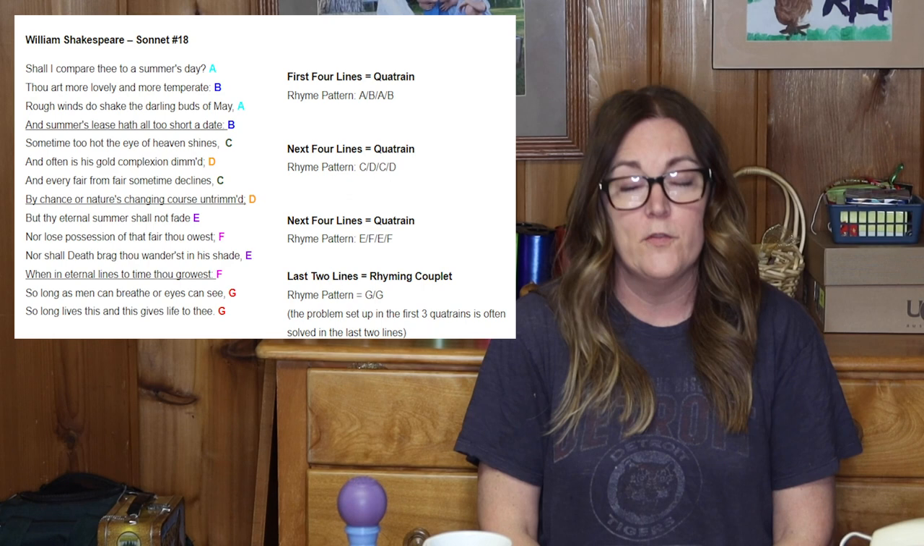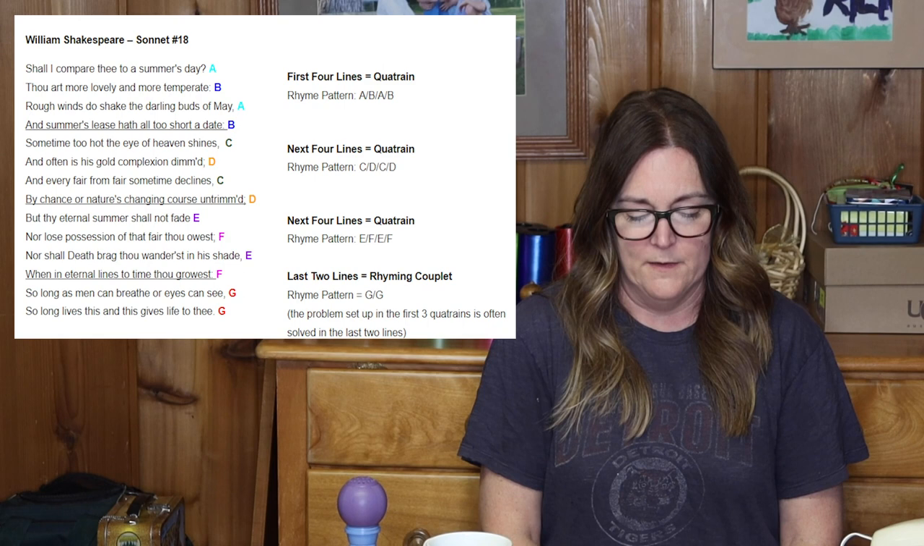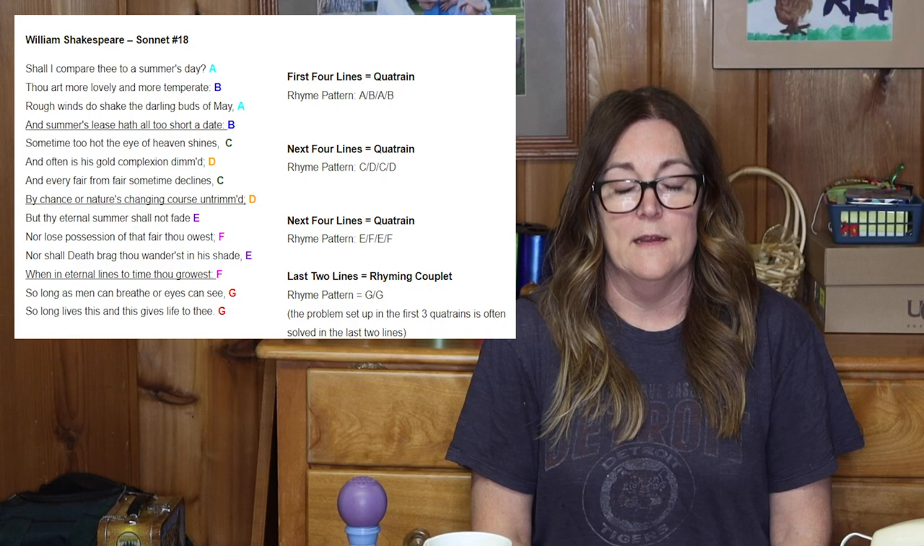Shakespeare's Sonnet 18. When you figure out the rhyme scheme of a poem, you look at the last word in the line. So in line 1 of Sonnet 18, the last word is day. So we're going to give that the letter A, because it's the first rhyming word that we're dealing with. Any other words at the end of a line that rhyme with day will also be given the letter A, like the word may in line 3.